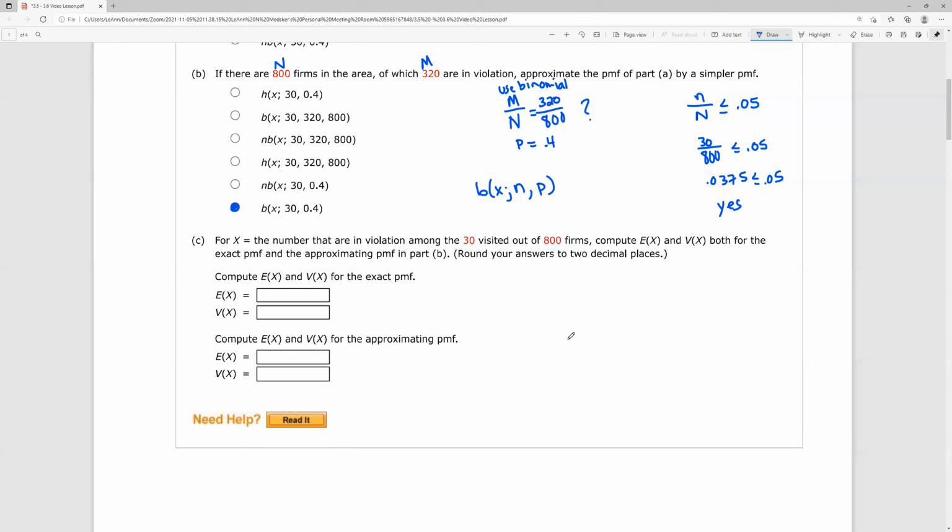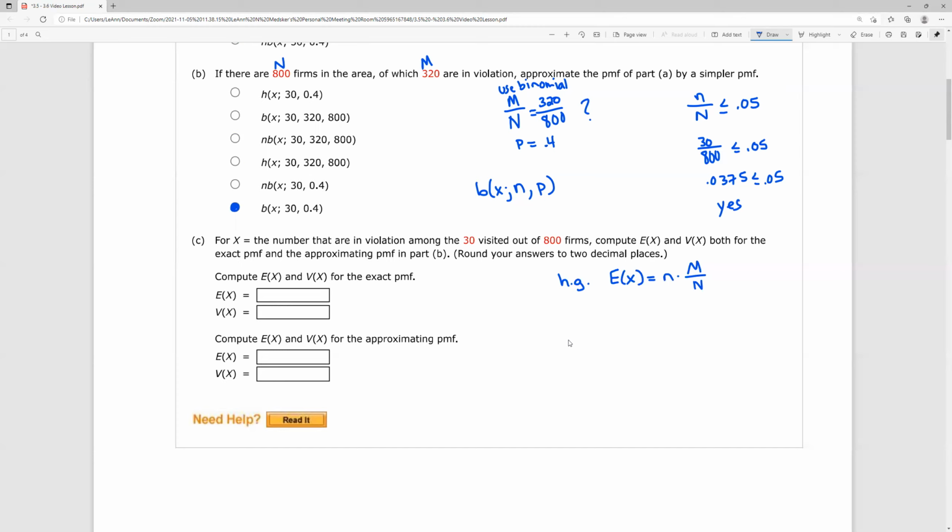Okay, so we need to know our formulas. First of all, if you're doing the hypergeometric, your formula for expected value is little n, the sample size, times big M divided by big N, which makes sense. If I expect 80%, this is our p-value when we do kind of binomial, it's n times p still.